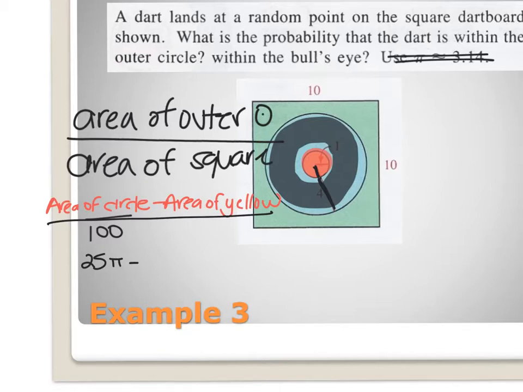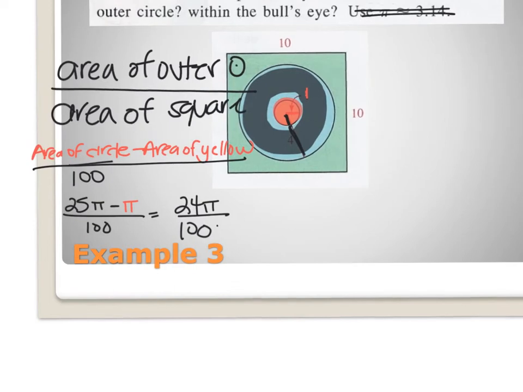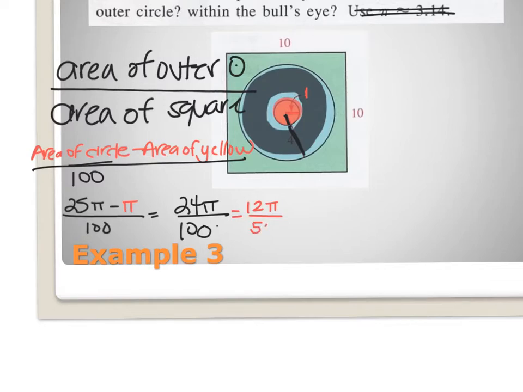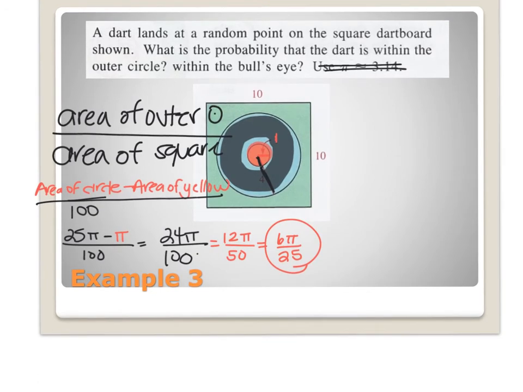Minus this little circle in here, the radius was what? 1. So 1 squared times pi would just be pi. Over 100. And I get 24 pi over 100, which I can reduce, right? This would be 12 pi over 50, or 6 pi over 25. So that would be the probability that it's within the outer circle.